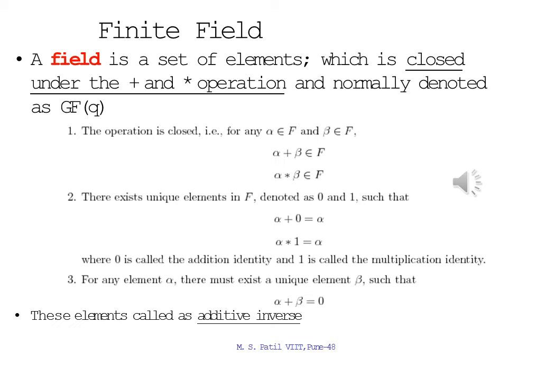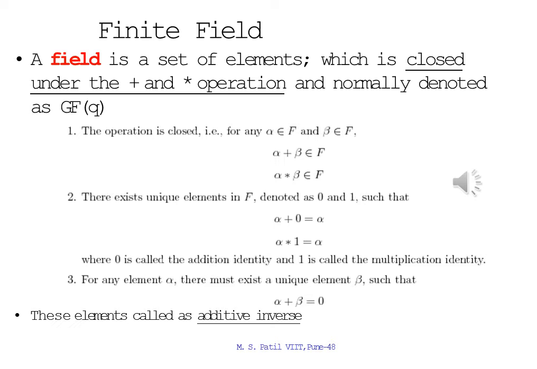For a field to be complete, there exist two unique elements, that is 0 and 1. So that is your point number 2. There exists a unique element in F, denoted by 0 and 1, such that if you add 0 with any element of the set, the element remains the same. So that's why 0 is called the additive identity.